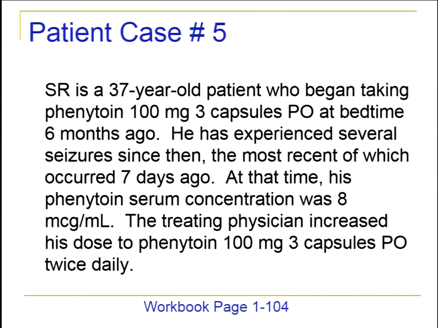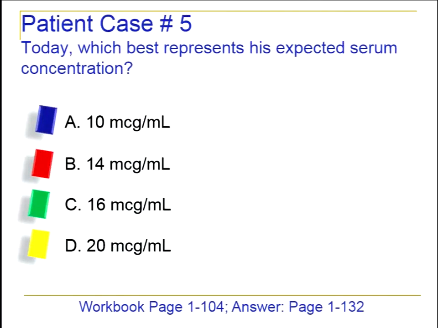All right, number 5. SR is a 37-year-old patient who began taking phenytoin 100 milligrams, 3 capsules, PO at bedtime 6 months ago. He's experienced several seizures since then, the most recent of which was a week ago. At that time, his concentration was 8 mics per mil. The treating physician essentially doubled his dose, 300 BID. All right, a nice easy one right over the plate for you. What do you think his serum concentration will be today? Will it be 10, 14, 16, or 20?